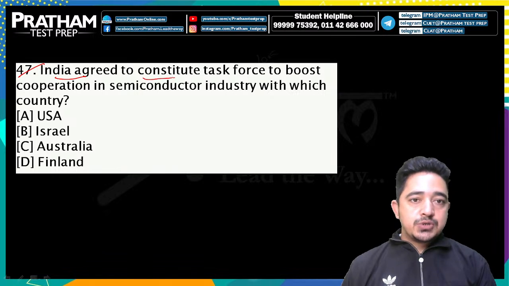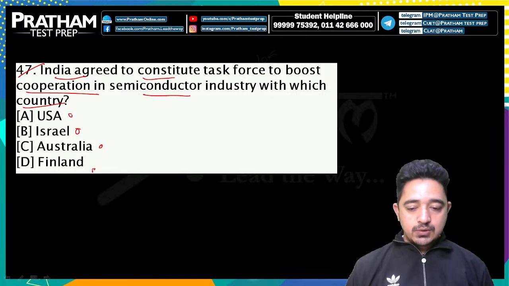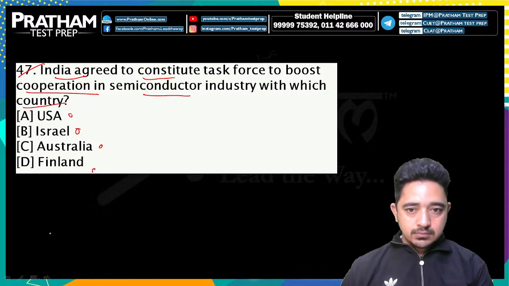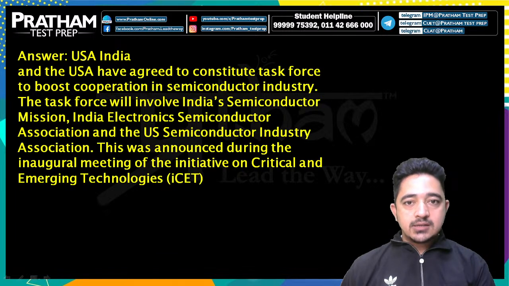47th, India agreed to constitute a task force to boost cooperation in the semiconductor industry with which country? USA, Israel, Australia, Finland. Take your time and then try to solve. Either USA or Australia. So yes, the right answer is USA.